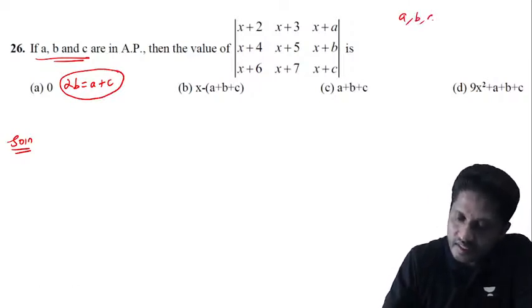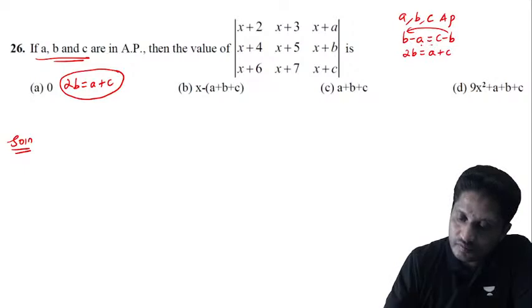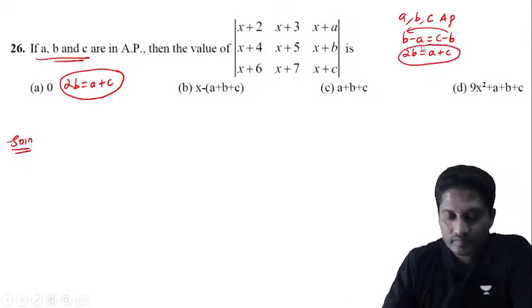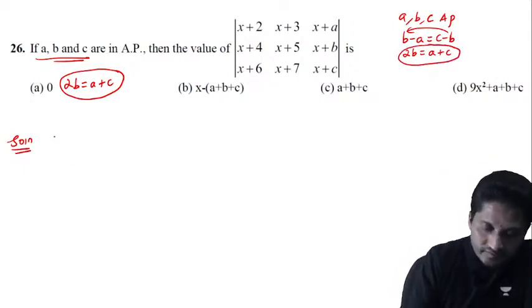Suppose three numbers A, B, C are in AP. B minus A is equal to C minus B. If you shift to the left side, B plus B is equal to 2B is equal to A plus C. That is, 2B is equal to A plus C. Right, now this is the determinant.